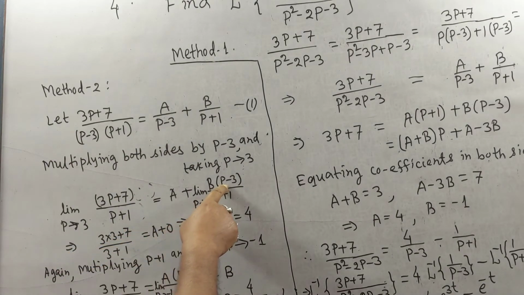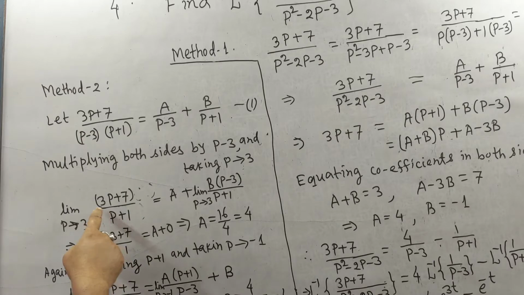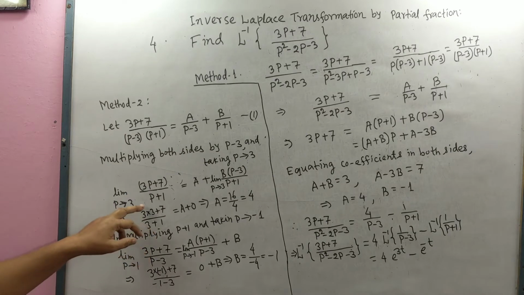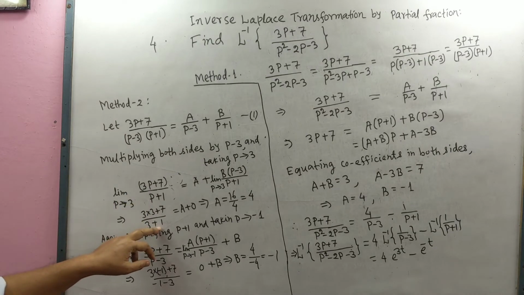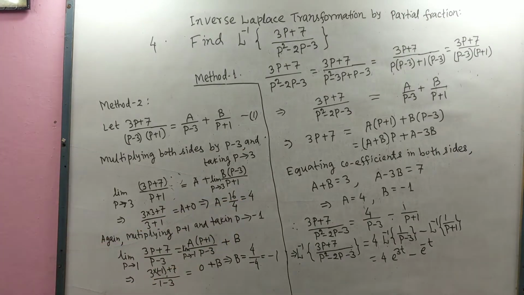If p equal to 3, then 3 minus 3 is 0, so this term vanishes, a plus 0. Here we put the value of p as 3: 3 multiplied by 3 plus 7, and here 3 plus 1. So a equals 16 by 4, equal to 4.